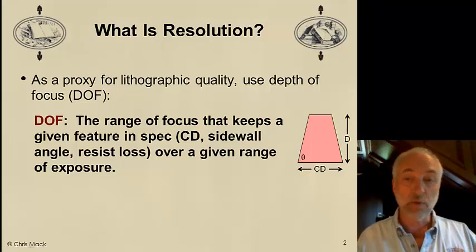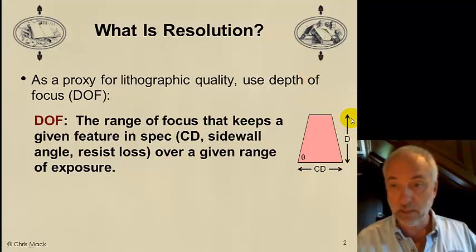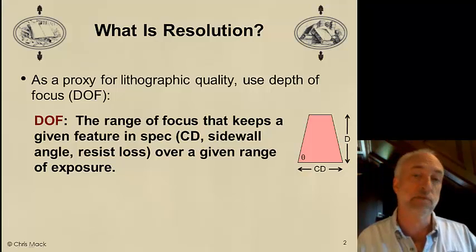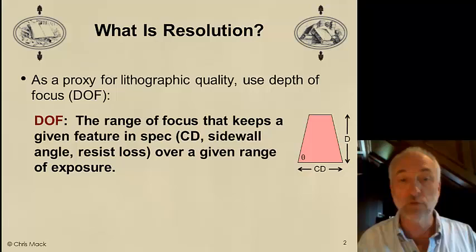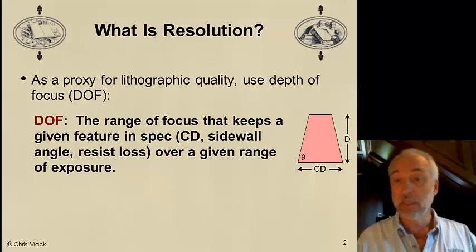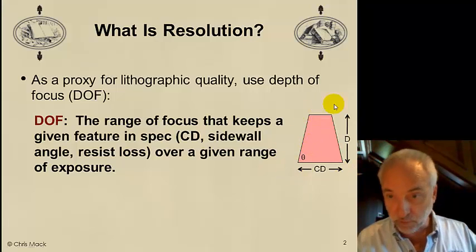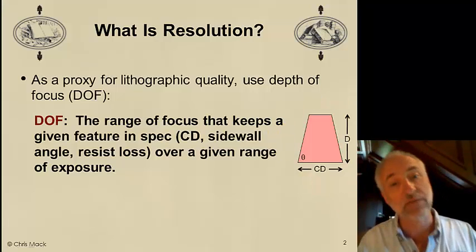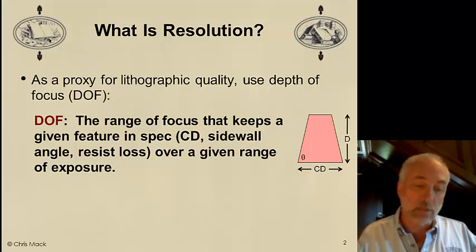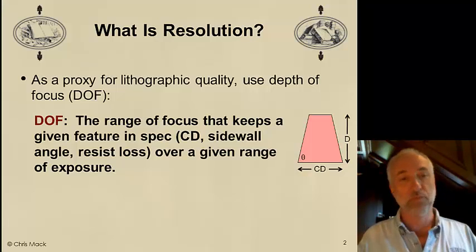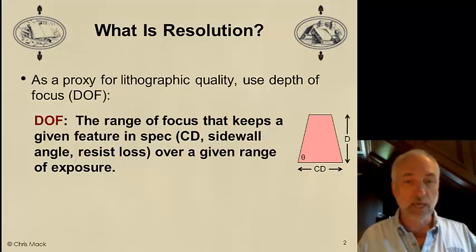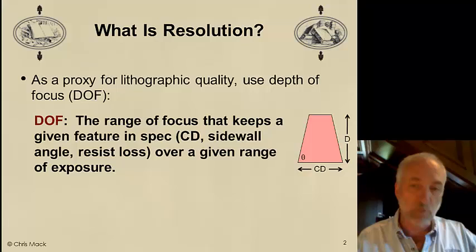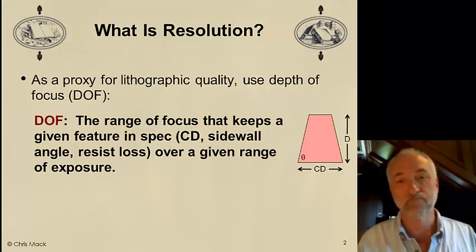And then we might also have a spec on the thickness of the feature, which might be less than the thickness of the photoresist originally due to resist loss phenomena. So if our resist profile meets all of its specifications, and it meets them over a given range of exposure, that is, has a given exposure latitude, then we say this is the depth of focus, the range of focus that keeps our feature in spec over a range of exposure.